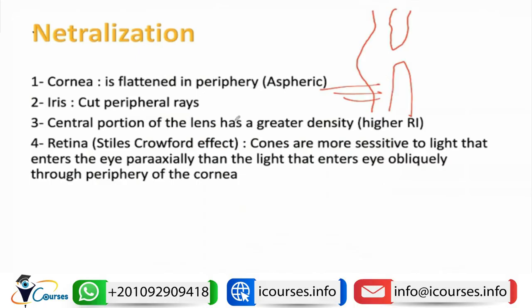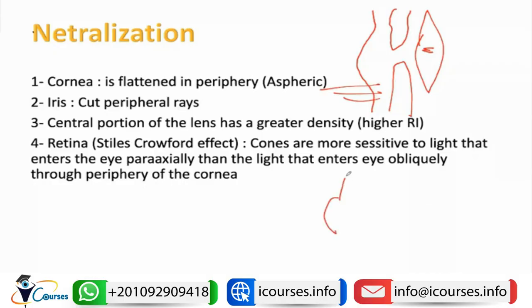The central portion of the lens has a greater density. So here is the lens. It has a nucleus. This nucleus has a much higher refractive index and much more density. Also, the Stiles-Crawford effect. The Stiles-Crawford effect means that the cones are more sensitive to the light rays that enter the eye paraxially than the light rays that enter the eye obliquely through the periphery of the cornea.